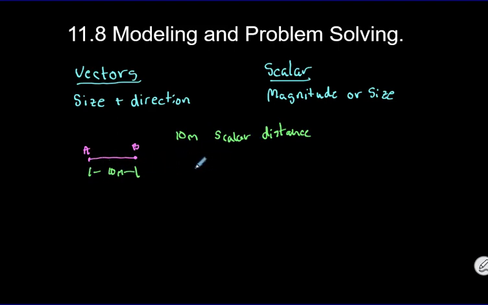But then if I give you a direction, let's say I say 10 meters to the right, well, now it has a size, a magnitude of 10 meters, but it also has a direction. So now this is a vector, right? This scalar we refer to as distance, 10 meters, this scalar is our distance. This one here is what we call displacement.